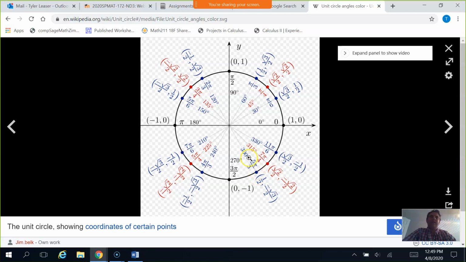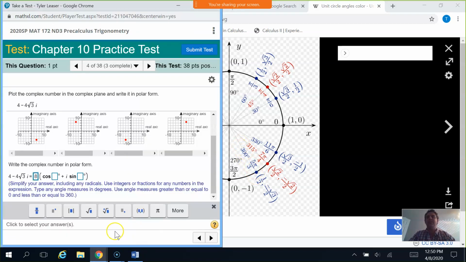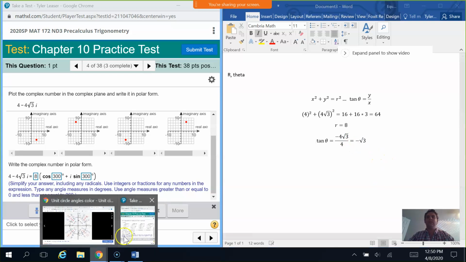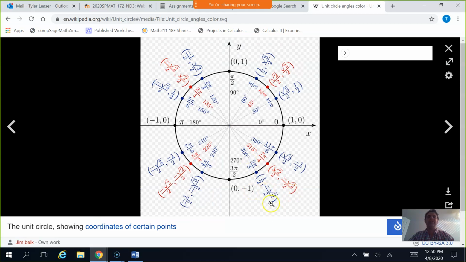So we have to make sure we're in the right location. I forgot if they wanted degrees. I think they wanted degrees, so 300 degrees. Let's just go back to the question and see what they were asking. Yeah, degrees. The tangent is negative in that quadrant. Yeah, and I think that's just because this should have been a negative 4 root 3 on top. Oh, okay. Yeah, negative 4 root 3 over 4. I missed my negative there. So back to the unit circle. Tangent is negative root 3 there at 300 degrees.